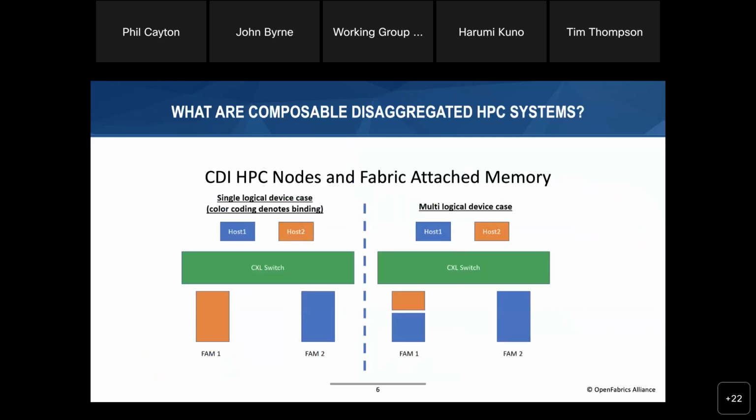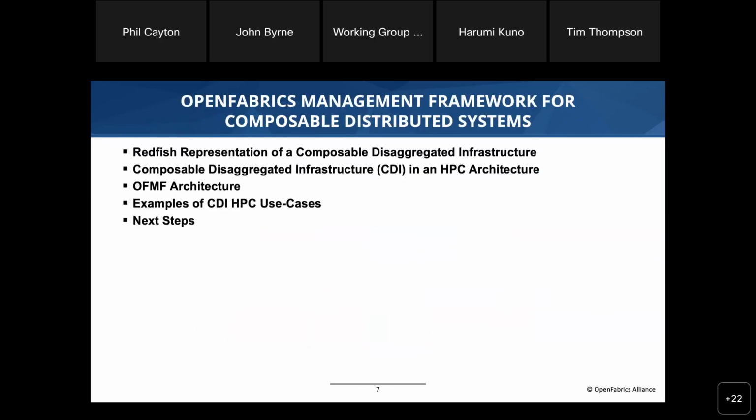And then also you heard earlier about CXL3. Here's an example of binding a host to a fabric attached memory. I want orange to orange on the left side, blue to blue on the other side. But then we can also subdivide it with CXL3. The host in orange on the left side gets a portion of the fabric attached memory, and then the host in blue gets the rest of it.